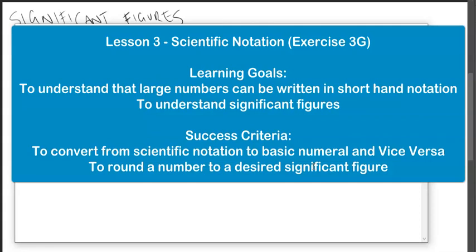The learning goal is to understand that large numbers can also be written in shorthand notation, which I'm going to be showing you, and to also understand significant figures. The success criteria for this is to be able to convert from scientific notation to basic numeral version and vice versa, and to also round a number to a desired significant figure.